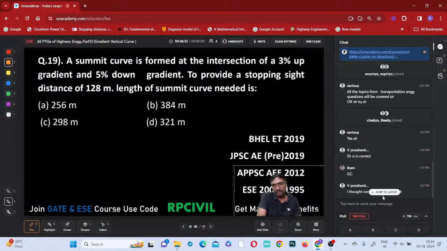Grade compensation is only asked. You have to be careful. You have to read the question carefully. Understood now? Why read the question carefully? That 4.6 will be the compensated gradient, but the question asked is grade compensation. You have to be careful, okay? This is given in BHL, JPSC, APPSC, ESC. ESC also 2 times they have given if you observe. All copied from ESC.